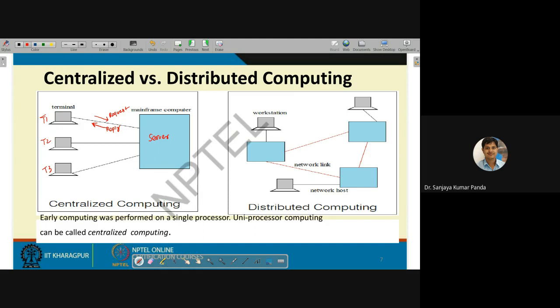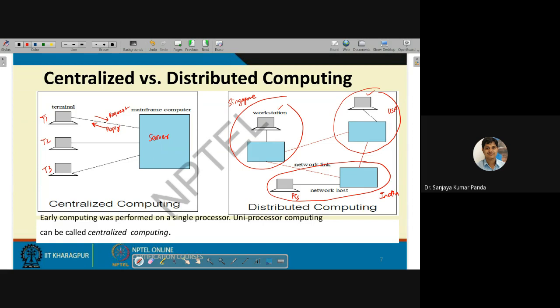But when you go for distributed computing, you can see here, this is a workstation, this may be a terminal, this may be your personal computer system. They are connected through network links, and they are not present in one location. Let's say this particular system is in the United States of America. This particular system is in our country. Another system is in Singapore, right? So if something happens to the Singapore server, it is not going to affect USA and India.